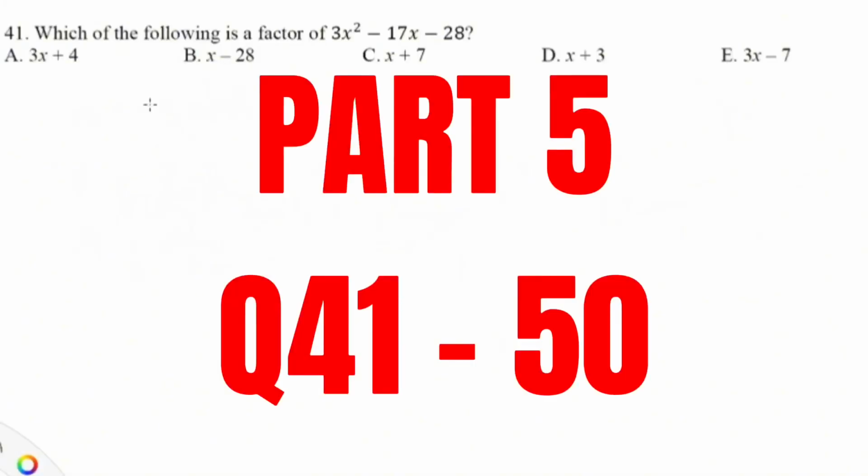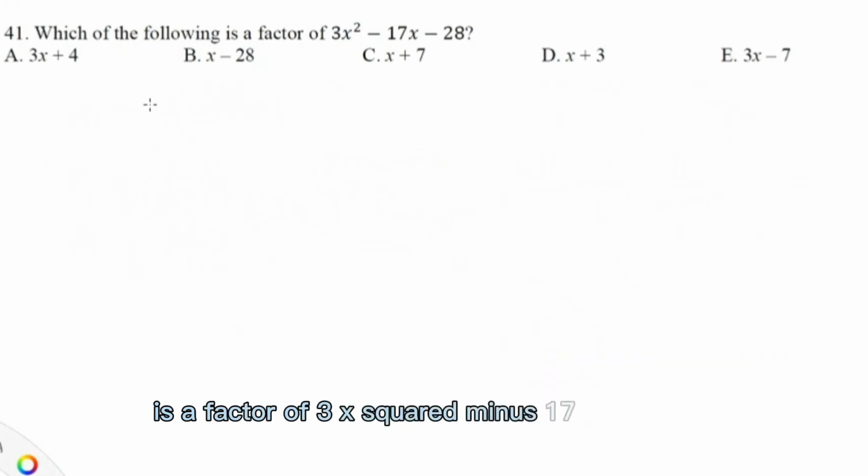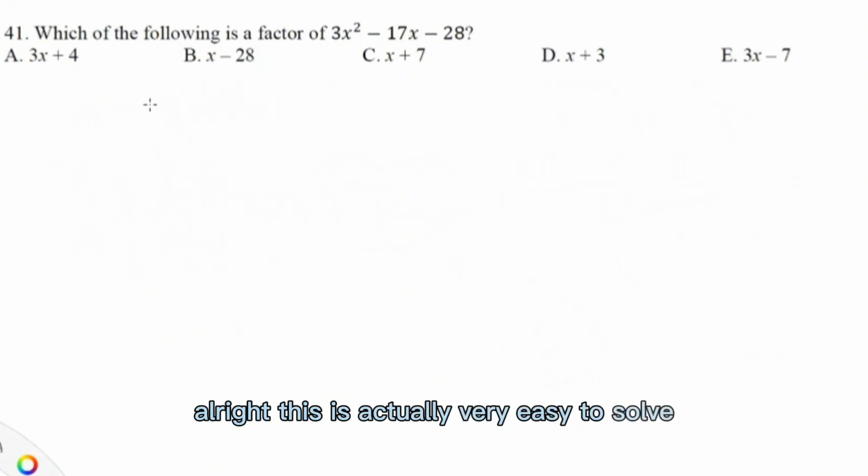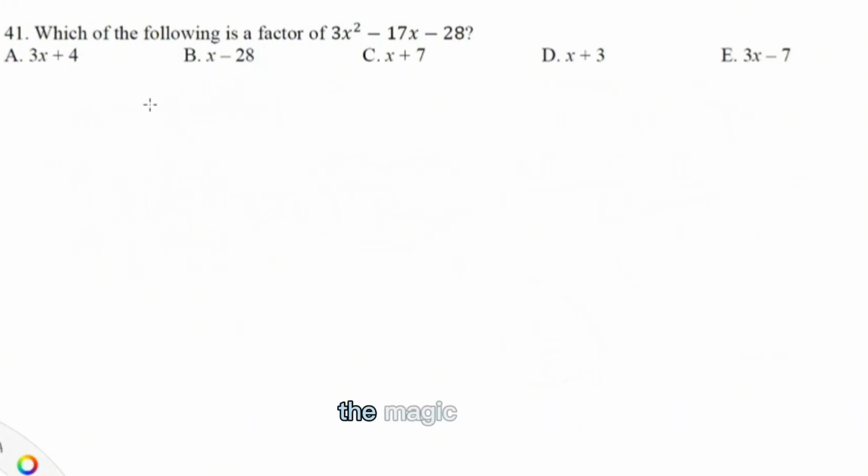Let's do it. Alright, which of the following is a factor of 3x squared minus 17x minus 28? Alright, this is actually very easy to solve. All we have to do is solve for the magic cross.